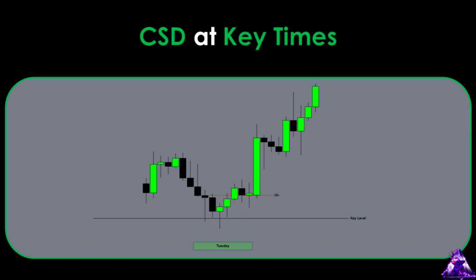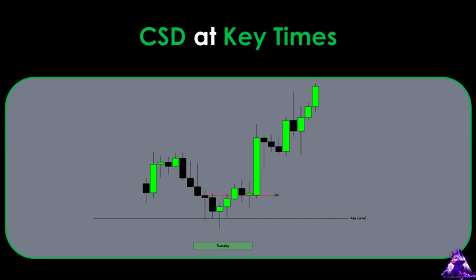The most important part of this CSD is that it occurred at a key time, which in this case is Tuesday. You can see that Monday formed a range, and then that range was purged on Tuesday, which is a key time for purges, and price formed the low of the week there. So we had a weekly profile low and a CSD on Tuesday, a key day of the week. After that, price expanded higher for the rest of the week.